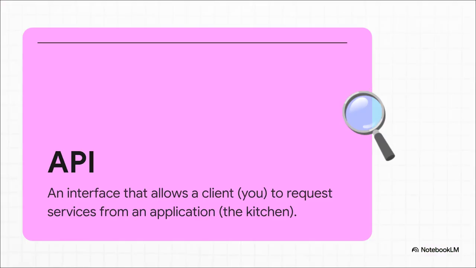Let's really stick with this restaurant idea, because it works perfectly. You're the client. The restaurant's kitchen, the place that actually prepares the food, that's the application or the server. Think of it as Google Sheets. And the waiter? That's the API. You don't need to know how the kitchen works, right? You don't care who's chopping the onions. You just need to talk to the waiter.